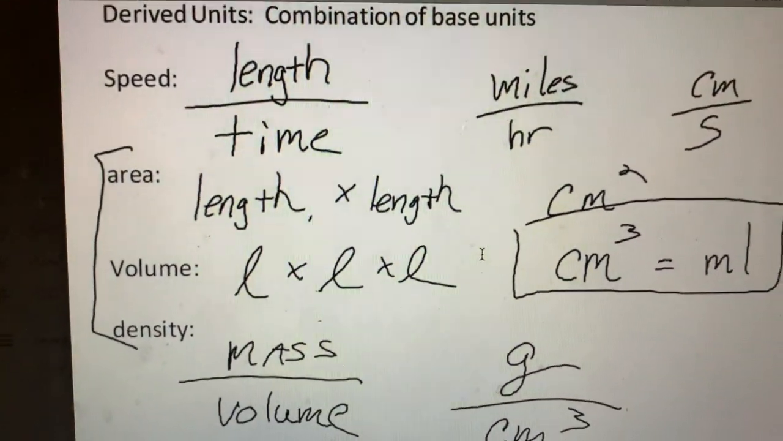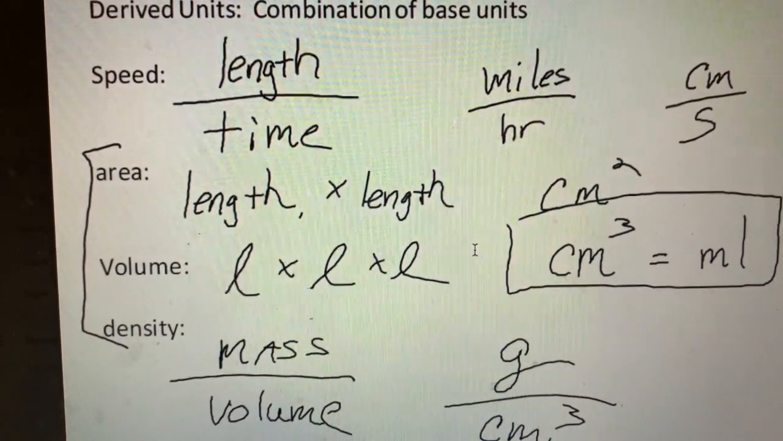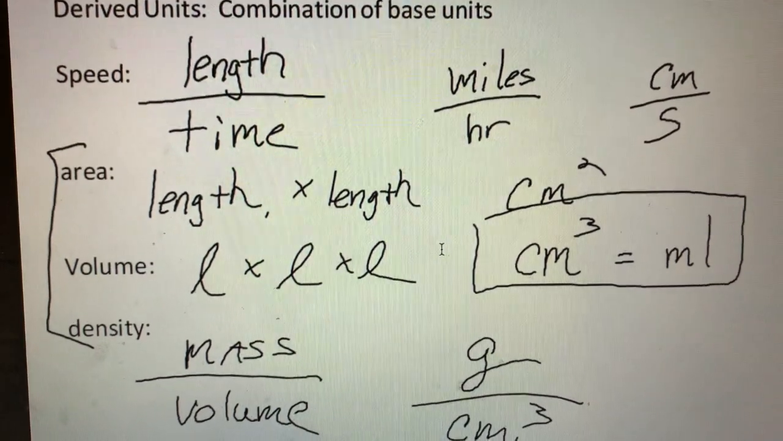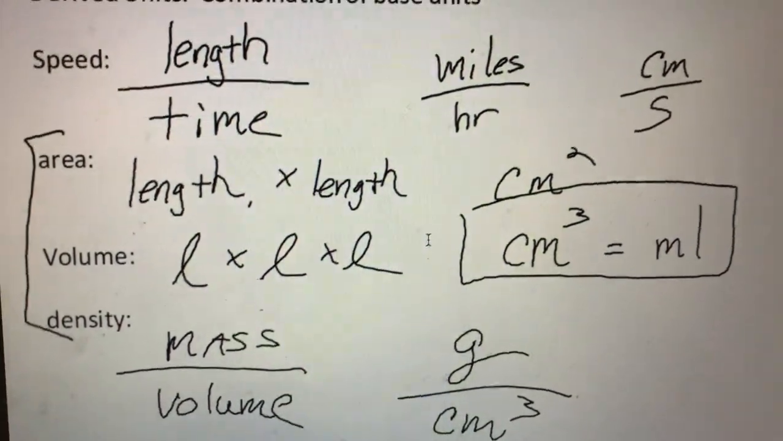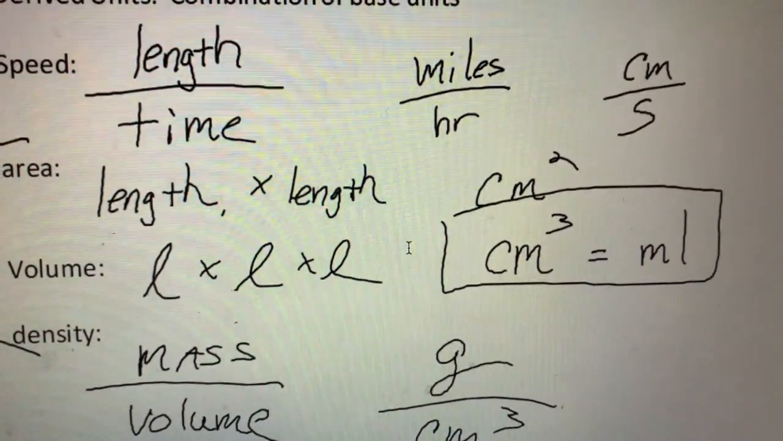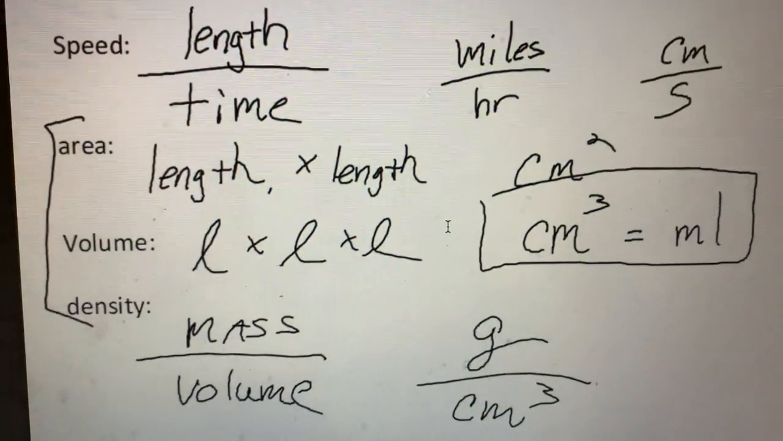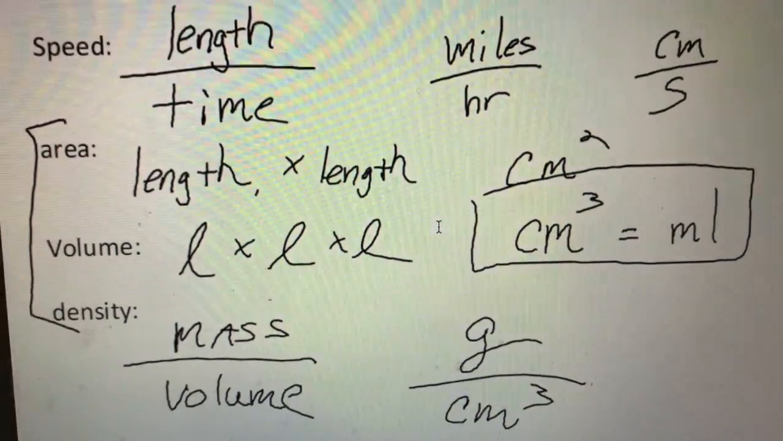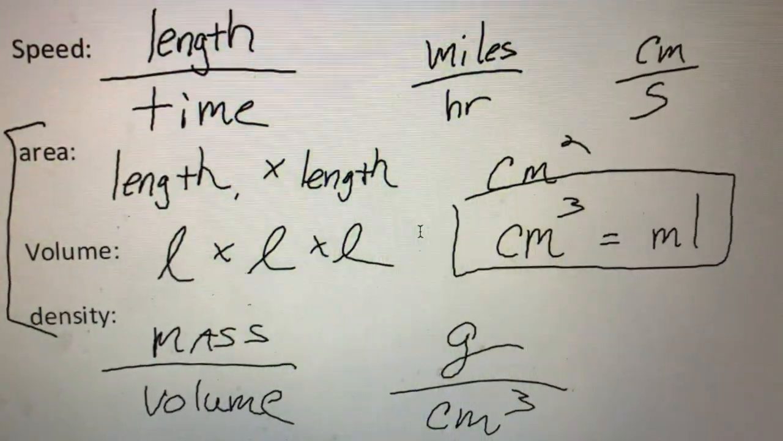We also use length for area and volume. Again, these are things you're used to from math. Area is simply a length times another length. An example of a unit there would be a centimeter squared. Volume, we remember as length times width times height, or however you learned it in math, but really those are all lengths.